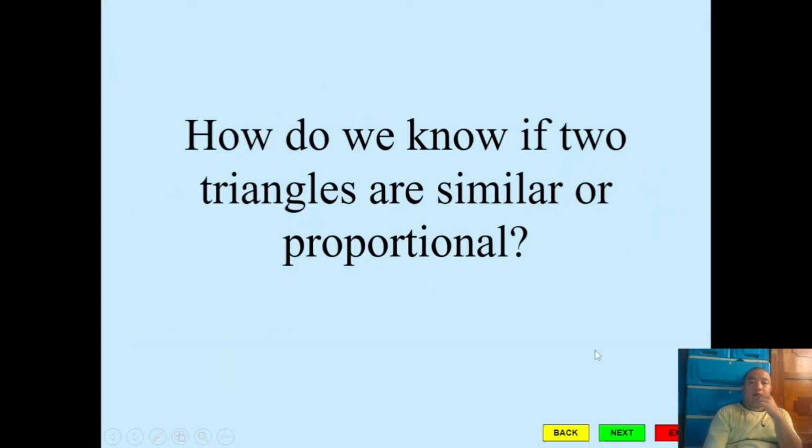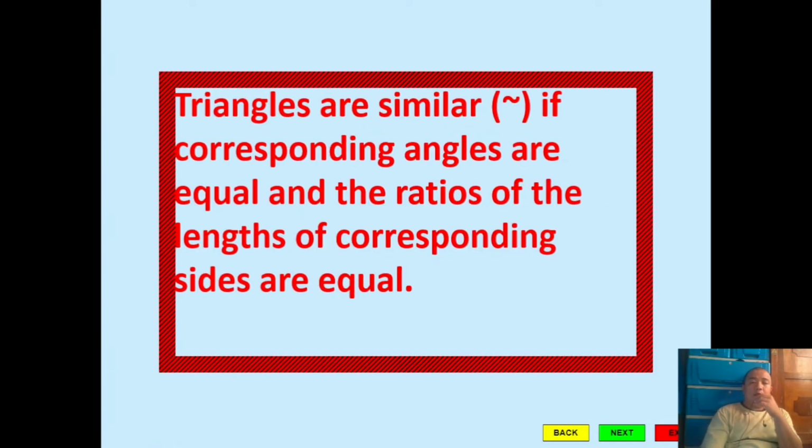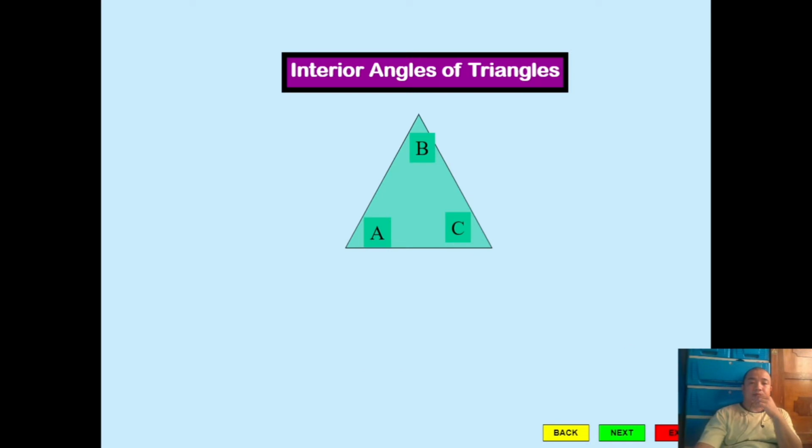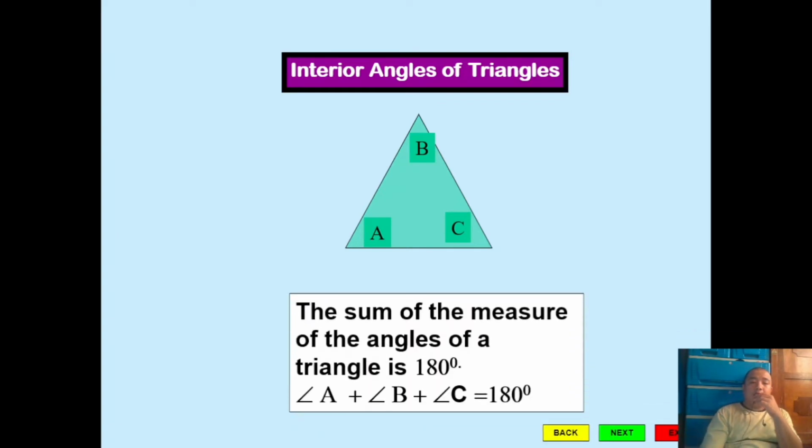How do we know if two triangles are similar or proportional? Triangles are similar if corresponding angles are equal and the ratios of the lengths of corresponding sides are equal. Interior angles of a triangle: we have here angle A, angle B, and angle C. The sum of the measures of the angles of a triangle is 180 degrees. Angle A plus angle B plus angle C is equal to 180 degrees.